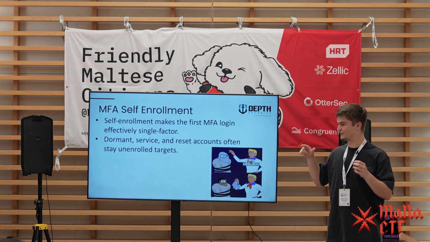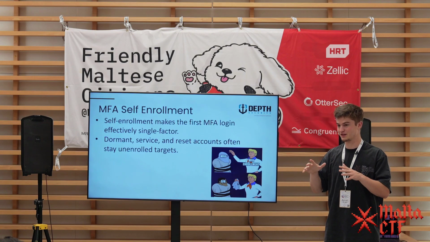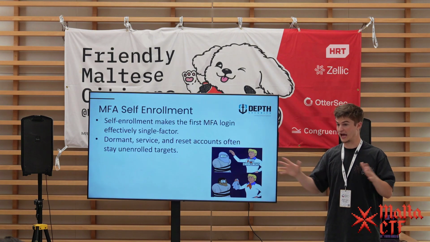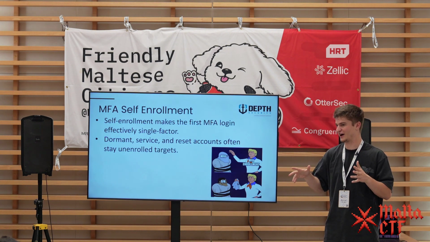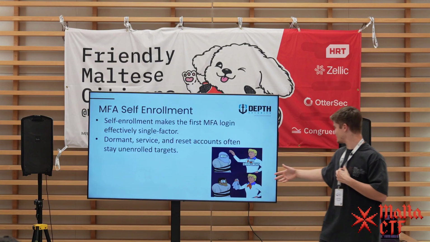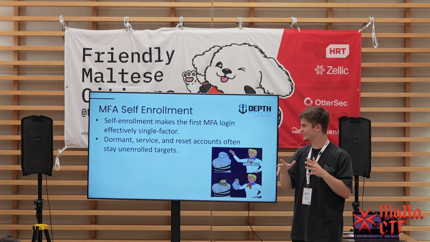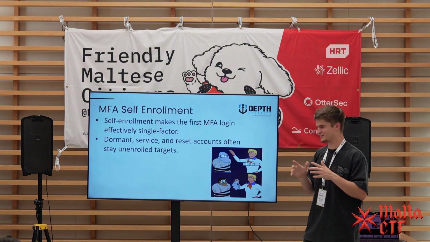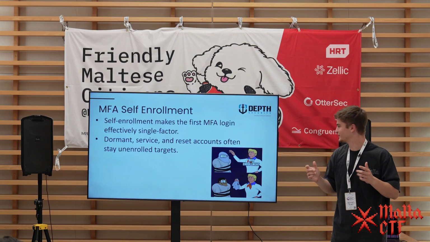So now, if there were resources in a tenant that required you to use MFA to access them, you can just access resources that required MFA because you now control the MFA over the account. The meme is multi-factor authentication, but if you really look at it, with self-enrollment, it's just single-factor authentication because all you needed to know was the password.